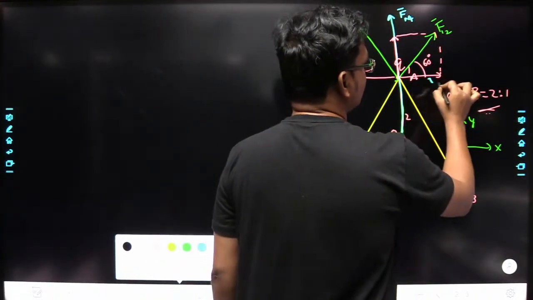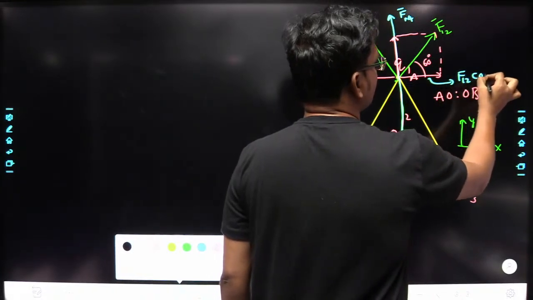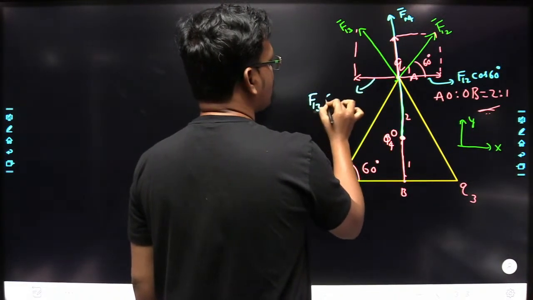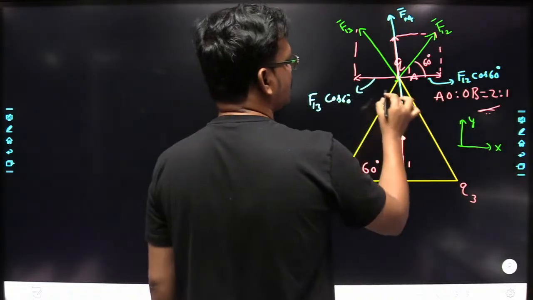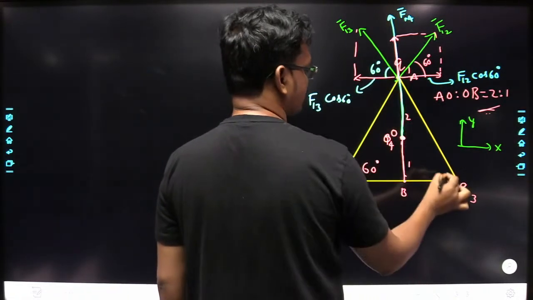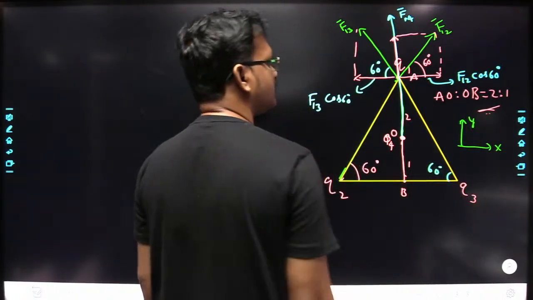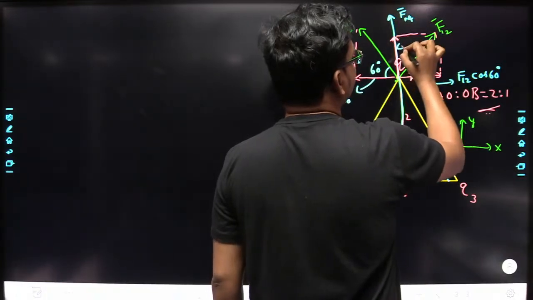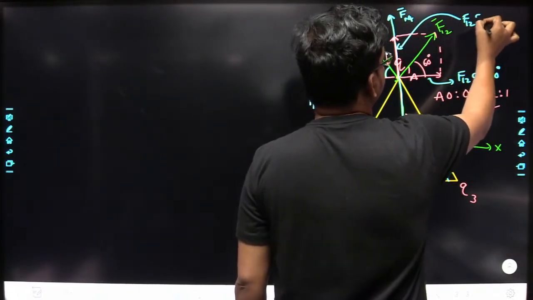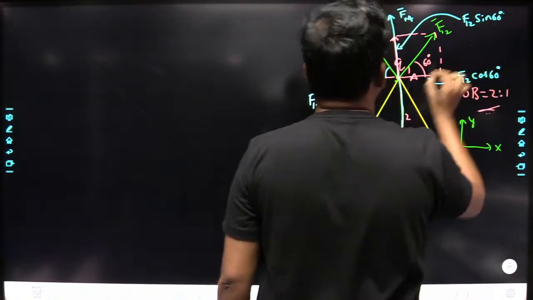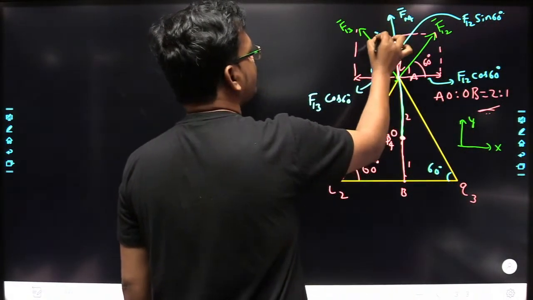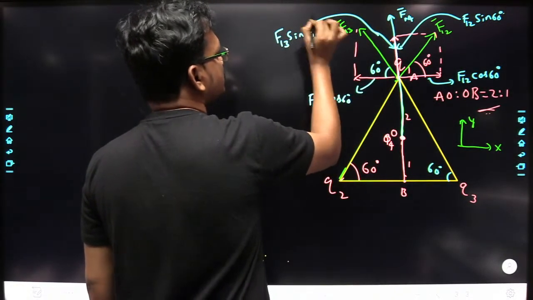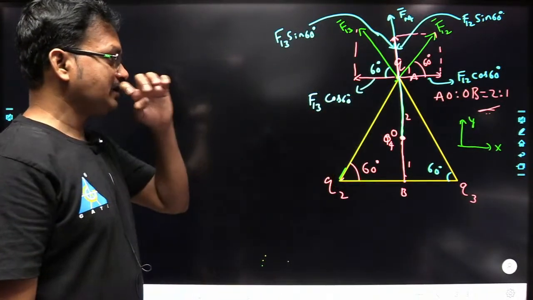Right. So this component will become what here? F12 cos 60. And this component will become what? F13 cos 60. Right. Because this angle is also 60 degrees. Yes or no? Okay. Next, the component of F12 along the y direction is nothing but F12 sin 60. And the component of F13 along the y direction is nothing but what? F13 sin 60. Right. Okay. So I have represented all these things here.